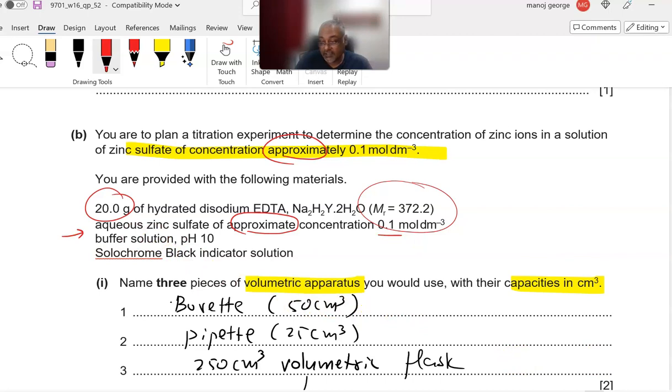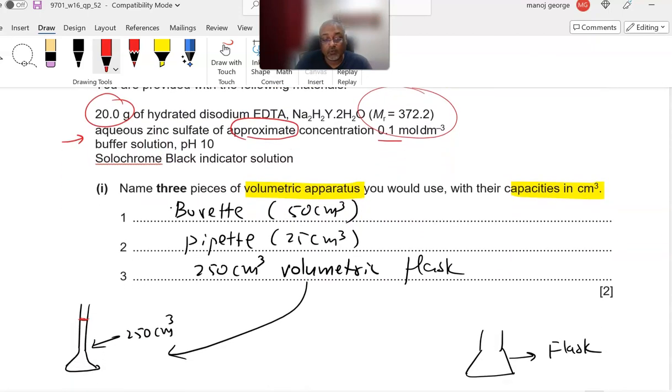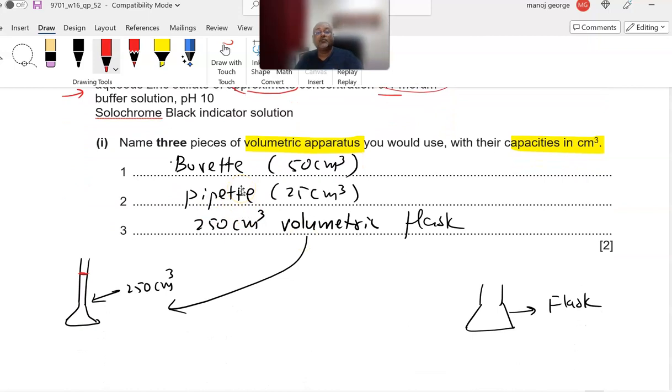The indicator is also mentioned. Now, the first question here asks what three pieces of volumetric apparatus you would use. Remember, it's a titration setup. Using your AS background, for any typical titration, you need a burette whose volume is always 50 cm cube. You need a pipette whose volume is always 25 cm cube. And of course, you need a volumetric flask to prepare a standard solution.